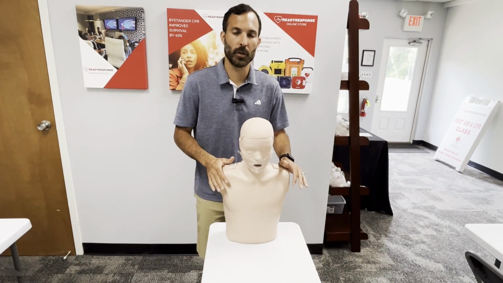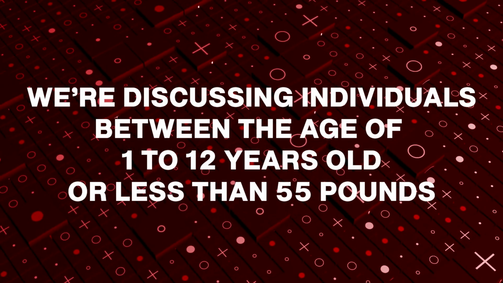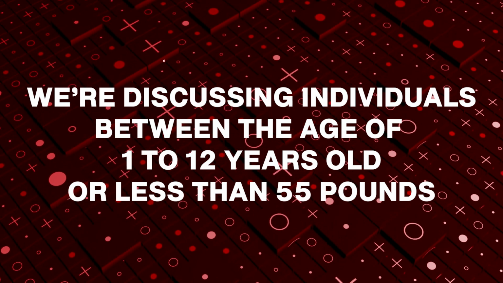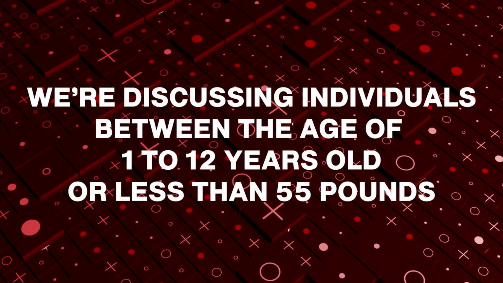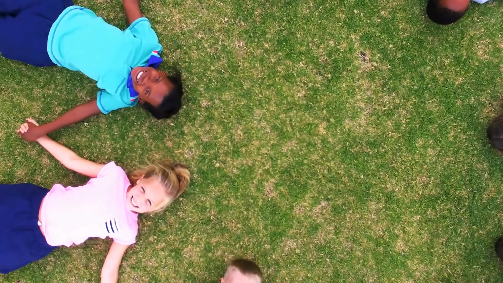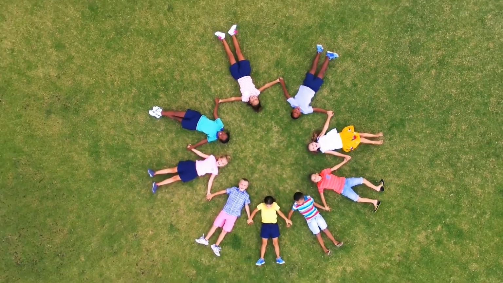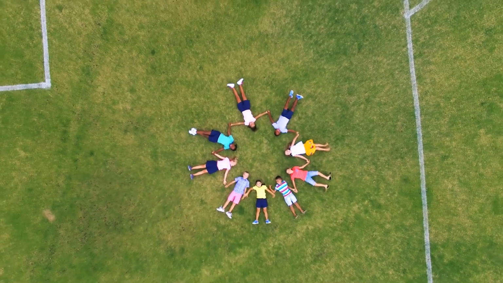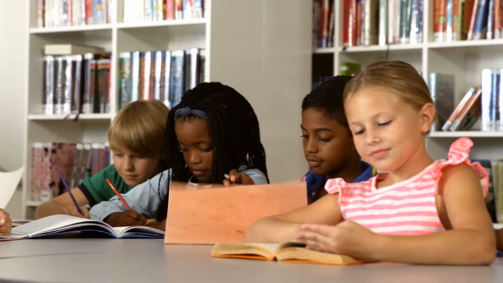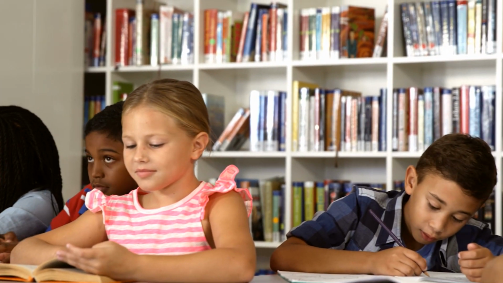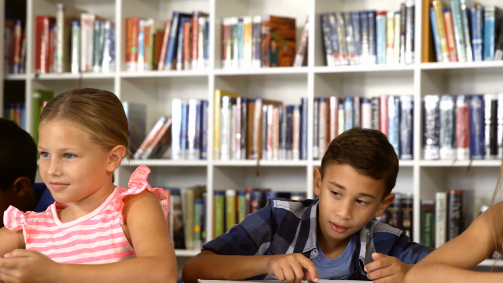Keep in mind when we're talking about children, we're discussing individuals that are between the age of 1 and puberty-ish, so usually around 12 years old, or the individual is less than 55 pounds. What we usually tell people when it comes to a child is think about any individual who is in that daycare, preschool, kindergarten, maybe early elementary age group. That would be what classifies us as a child based on the age and weight breakdown that we have.